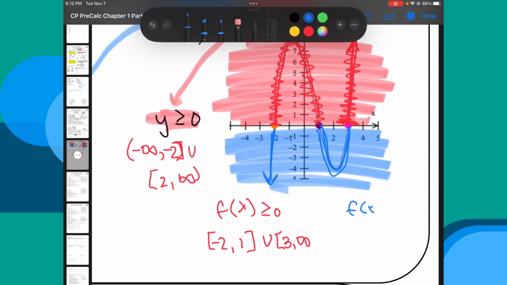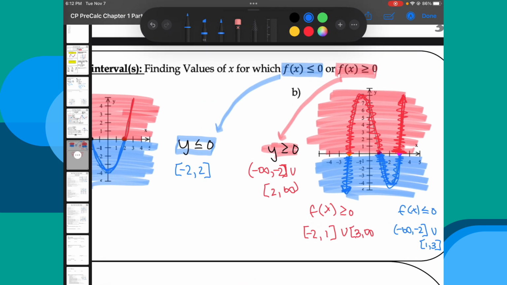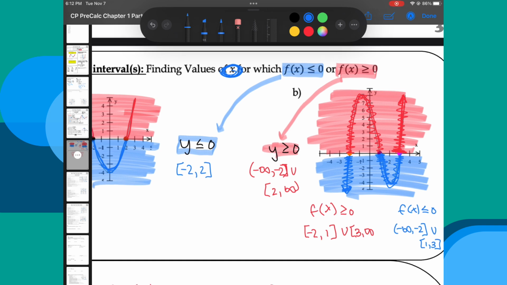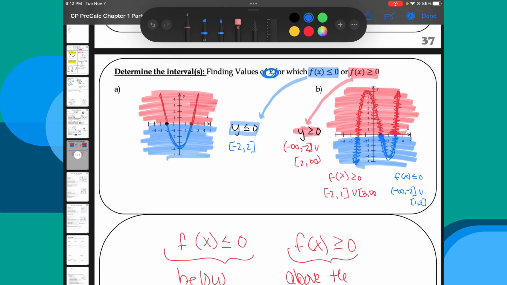How about when f of x is less than or equal to 0? So here, we're going from -infinity to -2, and we're going to union, starting here, from 1 to 3. When we do those intervals, all of those intervals are based upon your domain, finding the x values for which we are above or below the x-axis. So that's all the other pieces of the graphing, putting it all together and then also looking for those intervals.